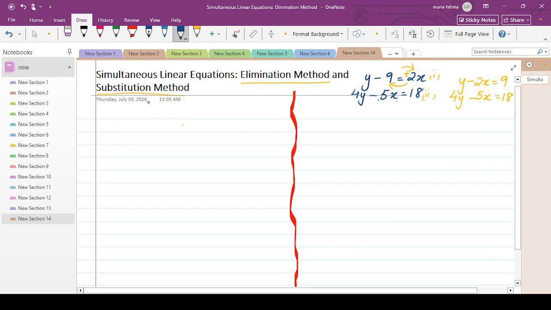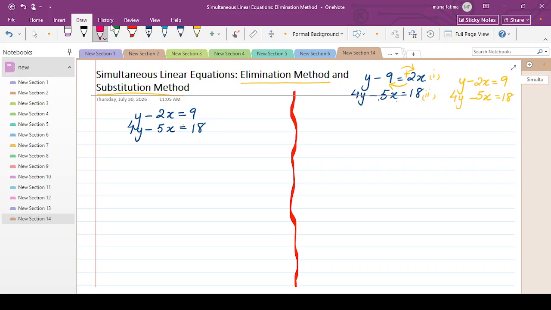That means we have to get rid of one of the variables. How do we do that? Let's see. Looking at these two, it seems we can get rid of y if we multiply the first equation with 4. Then we will end up with a 4y over here. Let's do that. This is the first equation. And remember, we have to multiply both sides. So we end up with 4y minus 8x is equal to 36.